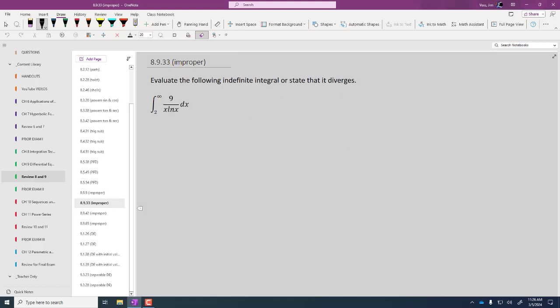All right, let's take a look at this one. Okay, so first, is it a horizontal tail or a vertical tail? Horizontal tail because we see infinity in the limit of integration. If you see infinity in there, it's always horizontal, unless you're getting dy's, unless you're converting the variables. Good point. So we're going to do the same thing. We're going to introduce limit as b goes to infinity of the integral from 2 to b of 9 over x ln x.